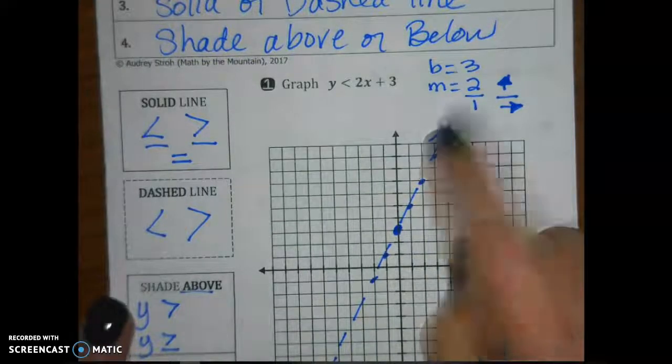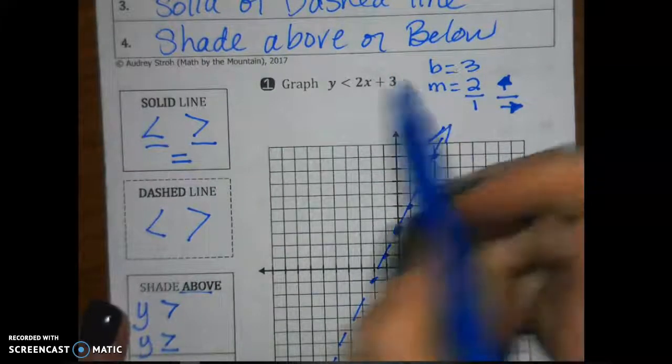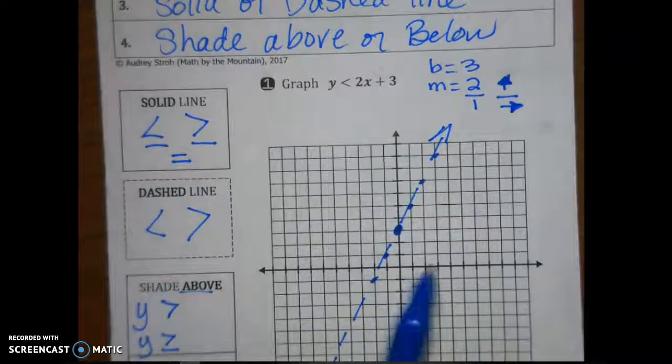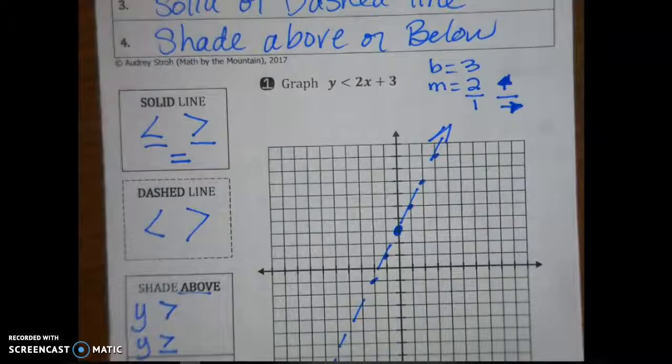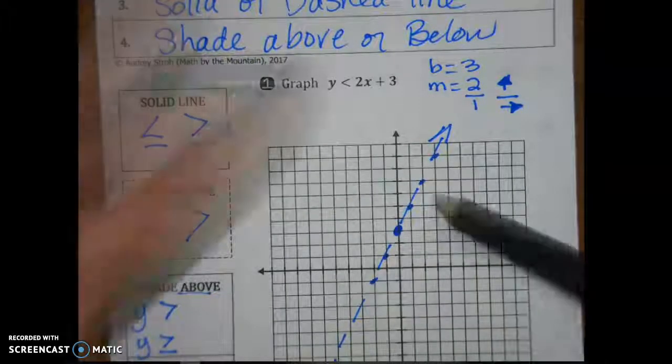Now let's see. Are we going to shade above or below? This says y is less than. Shade below. Because it's less. So y has to be less than these things. And so I am going to do some shading down here.